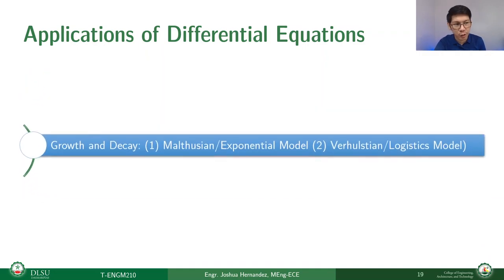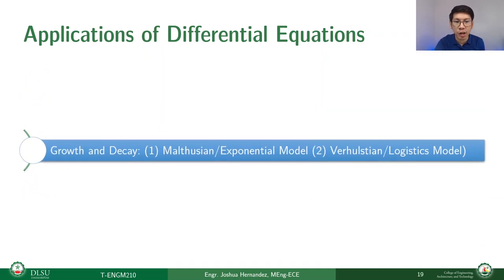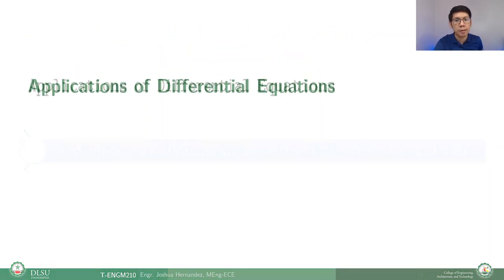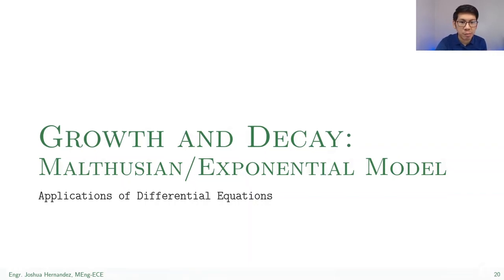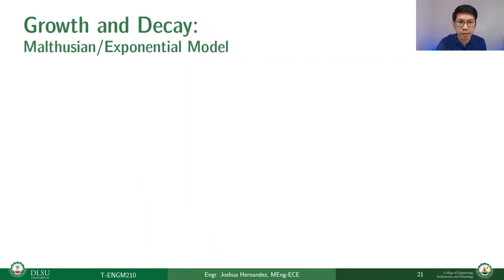But for this lecture, we will be focusing on growth and decay, and we will be looking at 2 kinds of models. Number 1, the Malthusian or the exponential model, and number 2, the Verhulstian or the logistic model. Let's take a look at the first model, the Malthusian or exponential model.